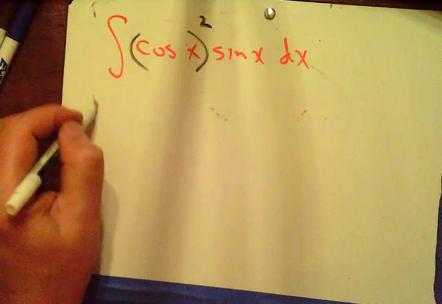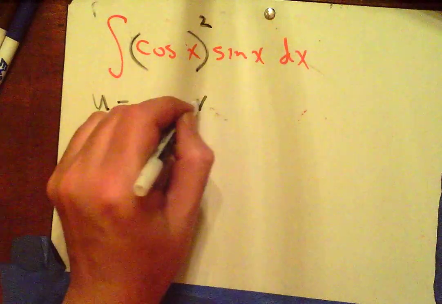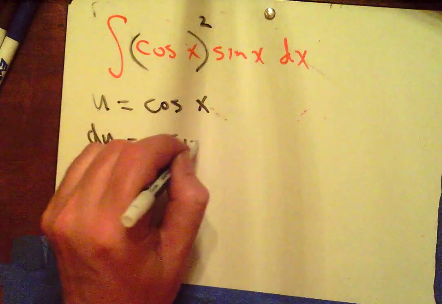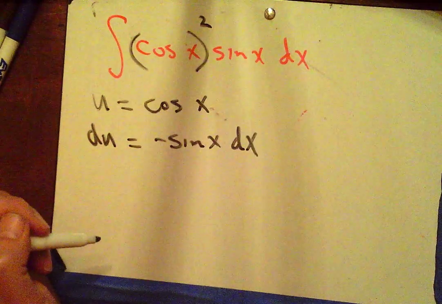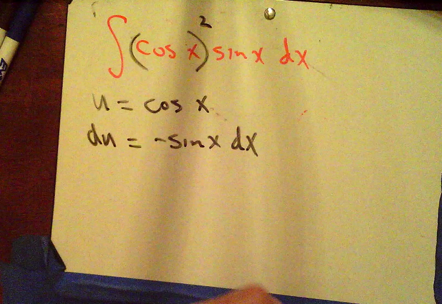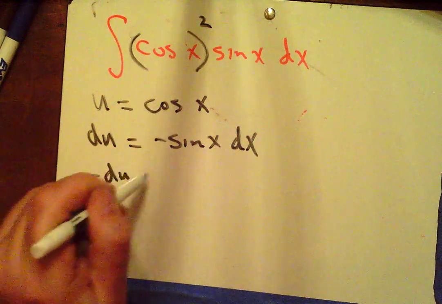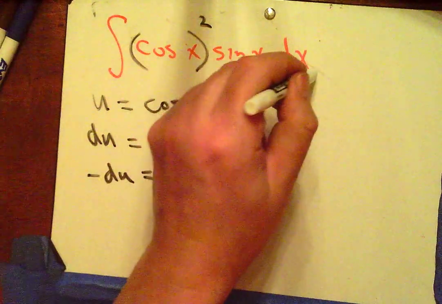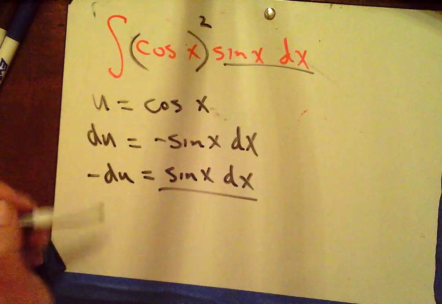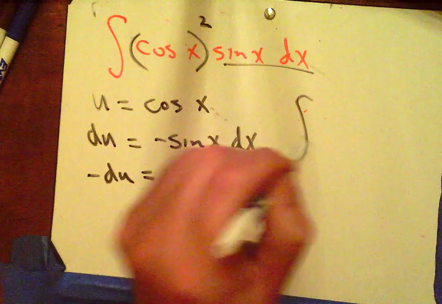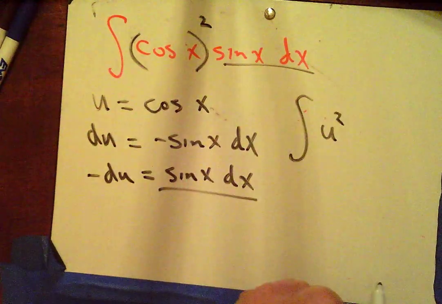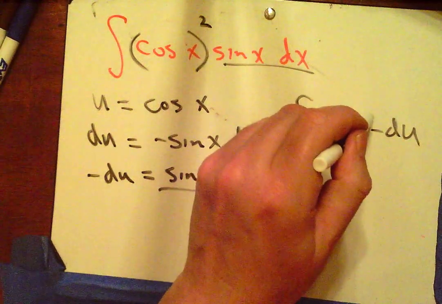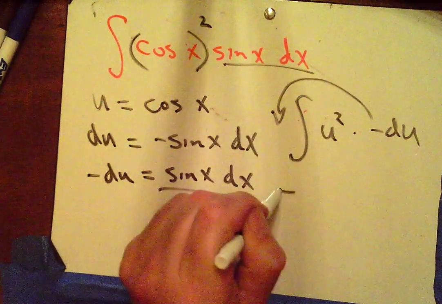So I'm going to say that u equals cosine x, and therefore du is negative sine x dx. Okay, so negative du is sine x dx. They're all on the same level. So I can rewrite this integral as u squared times negative du. And so I don't get confused, I'm going to pull that negative out in front.